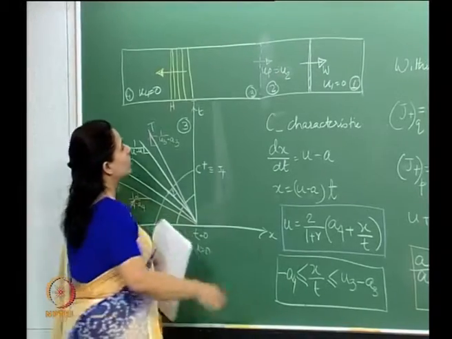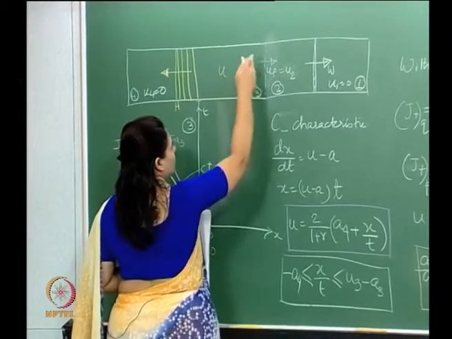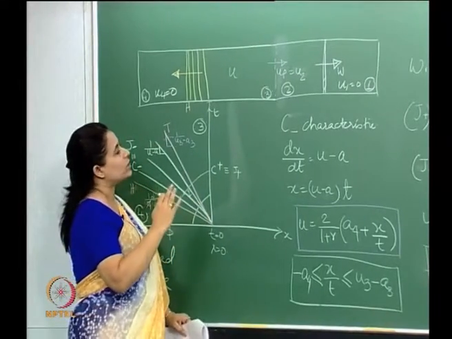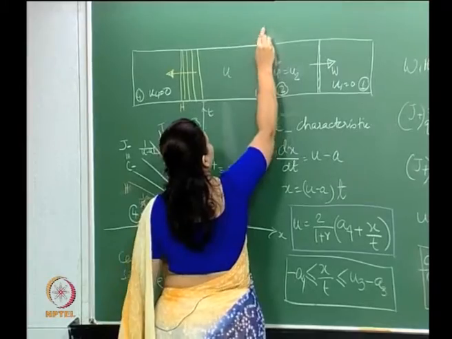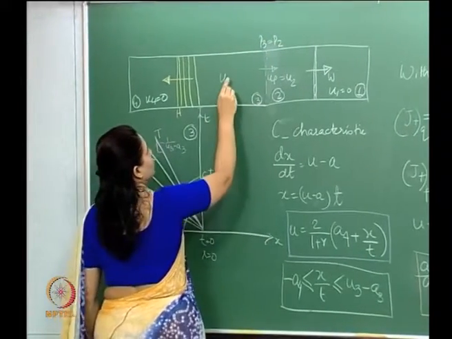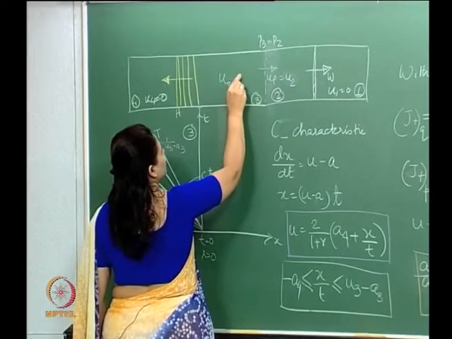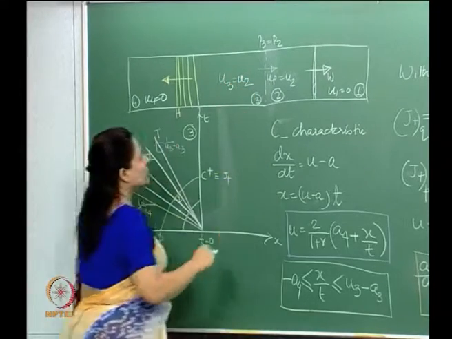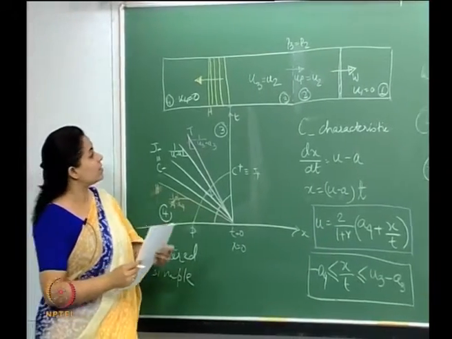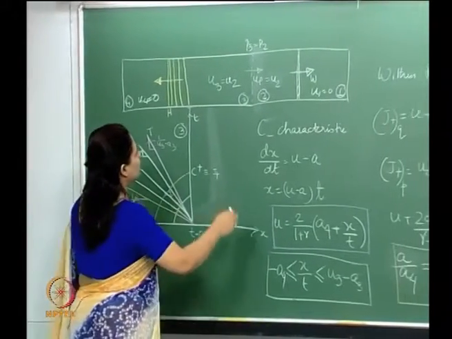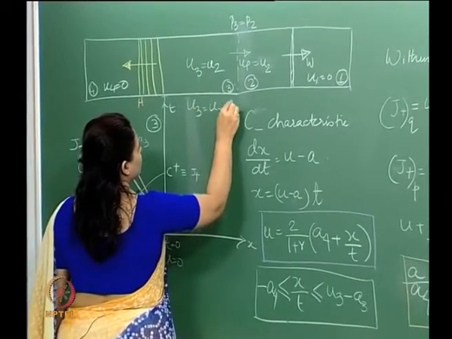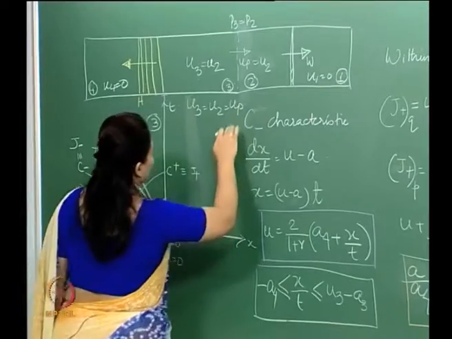In this case, this is a contact surface. As we said, it is like a slip surface, so the pressure across it is the same. So, we have said that P3 is equal to P2. It would mean that U3 is also equal to U2. So essentially what we get from here is that U3 is equal to U2 is equal to UP.